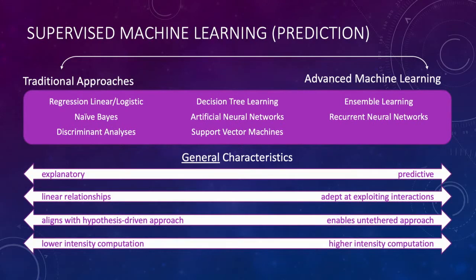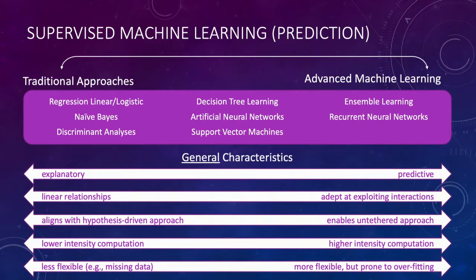The traditional approaches are low intensity computation, whereas the advanced machine learning approaches are high intensity. This isn't as relevant anymore with modern computers, as almost all of them can handle what we would consider higher intensity computing. And then the last thing is the traditional approaches struggle a little bit more with missing data, and they're less flexible, whereas the advanced machine learning approaches can handle missing data and can be flexible, but again, if they're not applied correctly, they're prone to error.